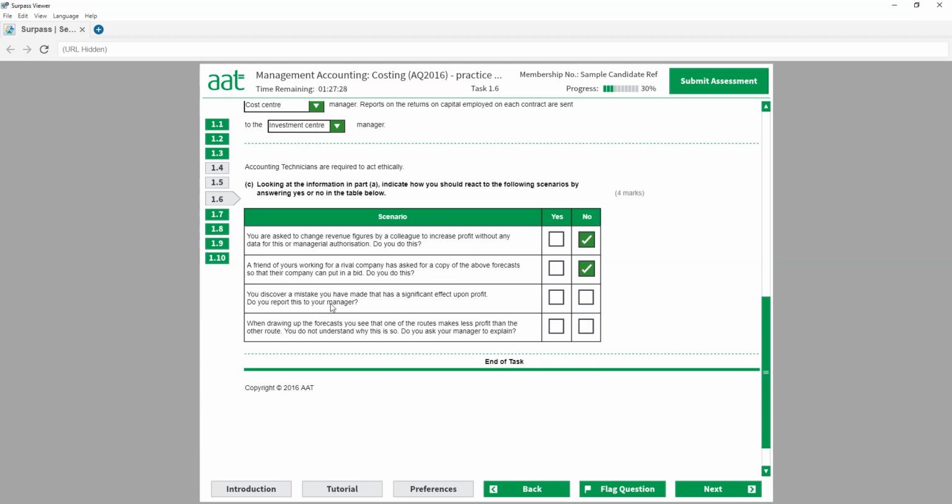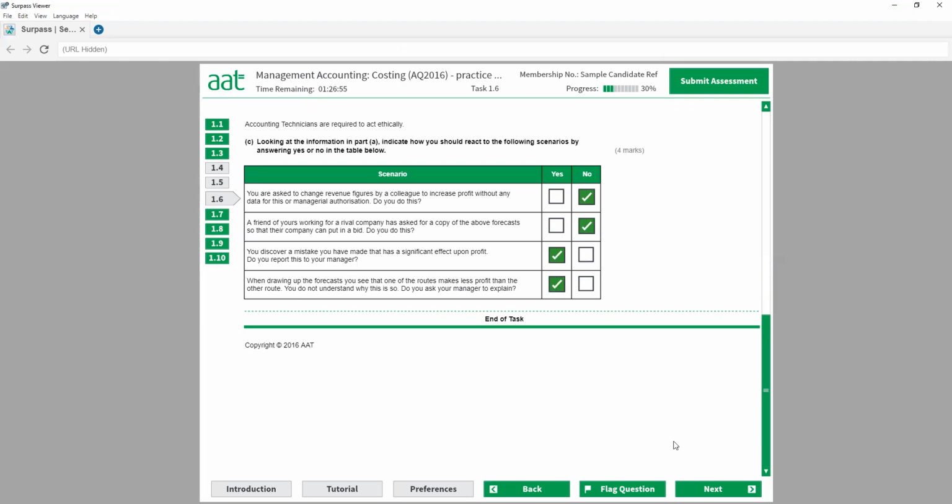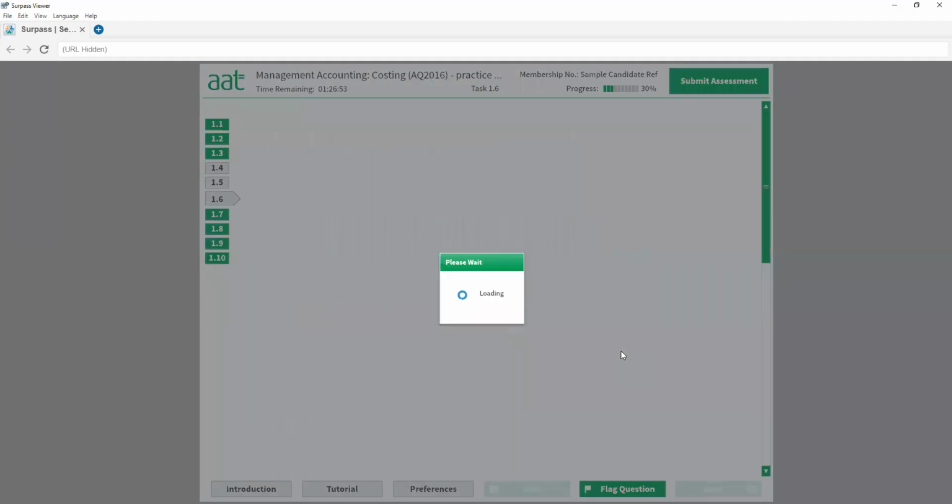Then we have, you discover a mistake you have made that has a significant effect upon profit. Do you report this to a manager? Of course, if I made a mistake and I think there is a significant impact, I have to report to my manager. When drawing up the forecast, you see that one of the routes makes less profit than another route. You don't understand why this is. Do you ask your manager to explain? The answer is yes. If I don't understand anything, I have to ask my manager what the reason is. That's the ethical question. I think it's not a very difficult one.